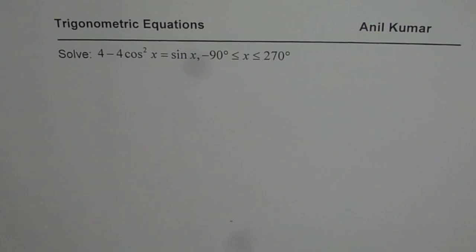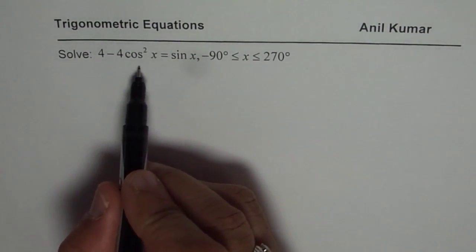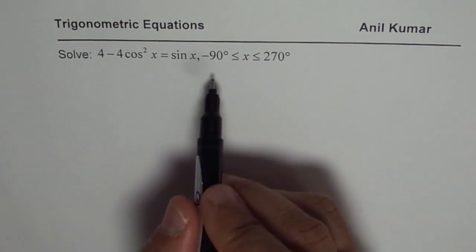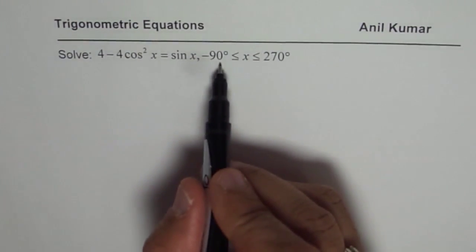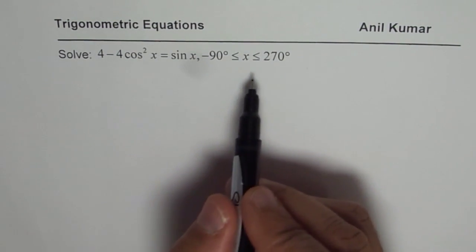I'm Anil Kumar, and in these videos we are learning how to find the solution of a trigonometric equation in a restricted domain. So the question here is 4 minus 4 cos square x equals sin x, where x is between minus 90 degrees and 270 degrees.